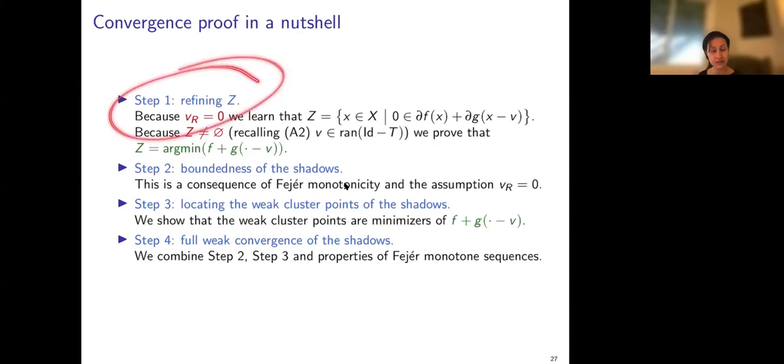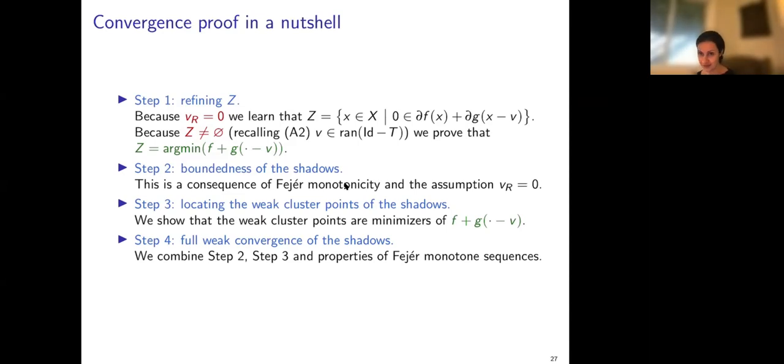So the way we see the convergence of the shadows is, in the first step, we are going to refine the definition of Z. And that would use the assumption that VR is 0. And that would actually get us from here to the new one, so the original Z has a minus V floating here. It will now dissolve, and we will see that on the next slide. Now, once we refine the definition of Z, we put it on the side. The shadows are bounded. Here, I don't want to do anything with this particular setting because we just talked about the boundedness of shadows under the assumption VR equals 0 for monotone operators. So we get that for free.